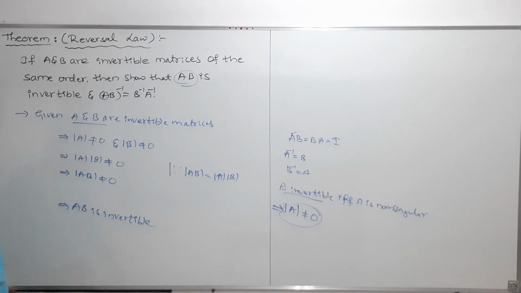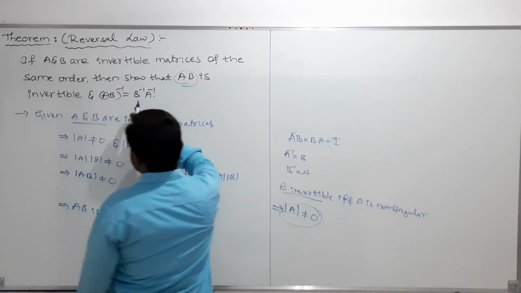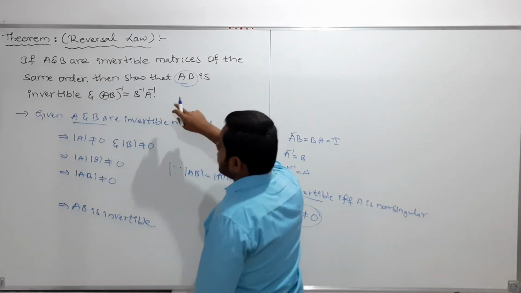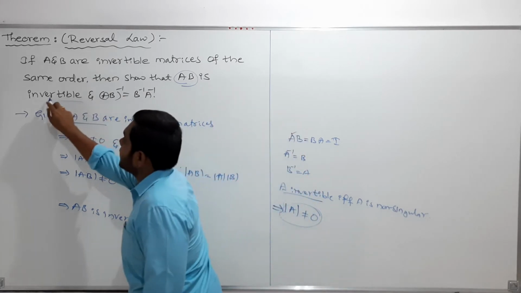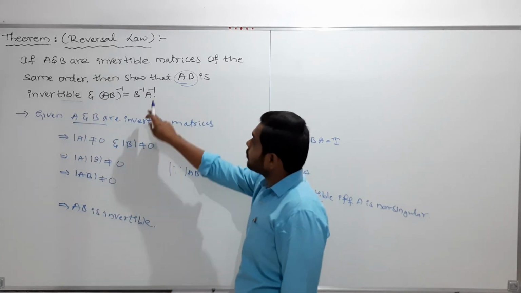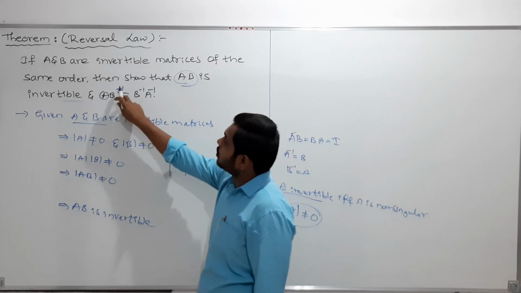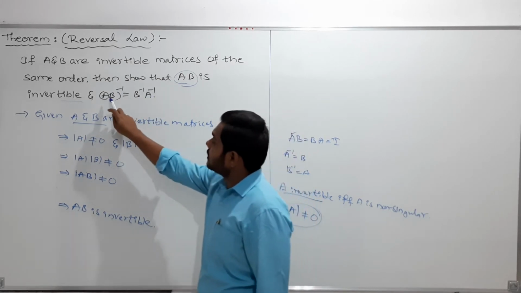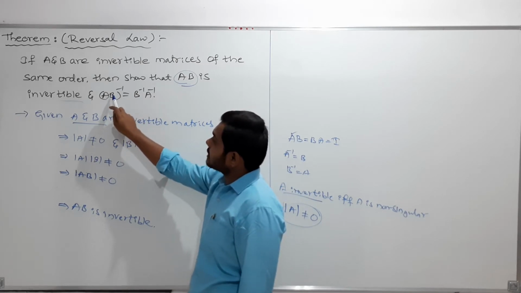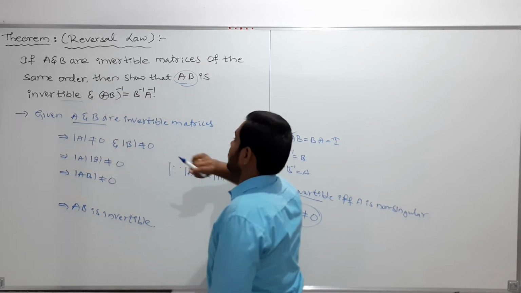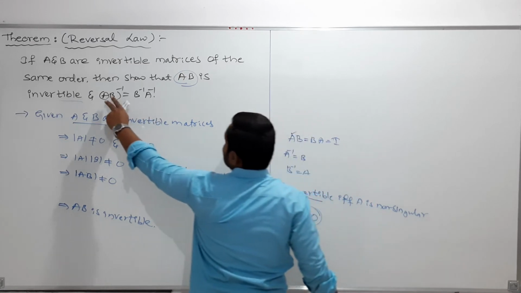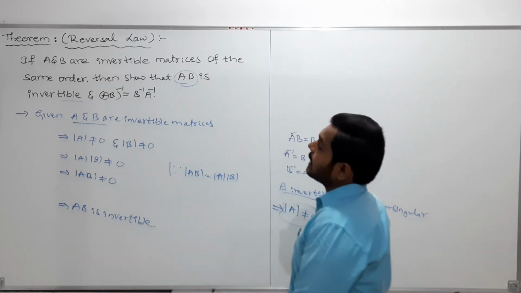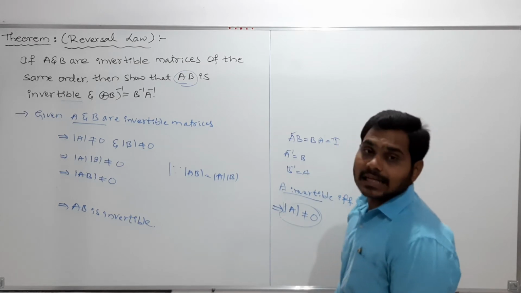Clear? And now, my students, I am going to prove this result. What is that? AB whole inverse is equal to B inverse into A inverse. So this part I completed here. Clear? And next I prove this result: AB whole inverse is equal to B inverse into A inverse. So remember, AB whole inverse can be written as B inverse into A inverse. That's why we take the reverse order. Therefore we can name it the reversal law.